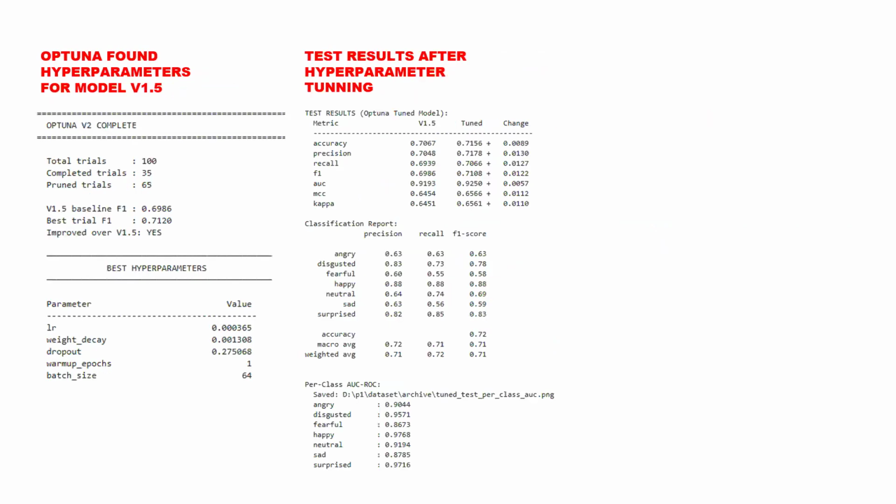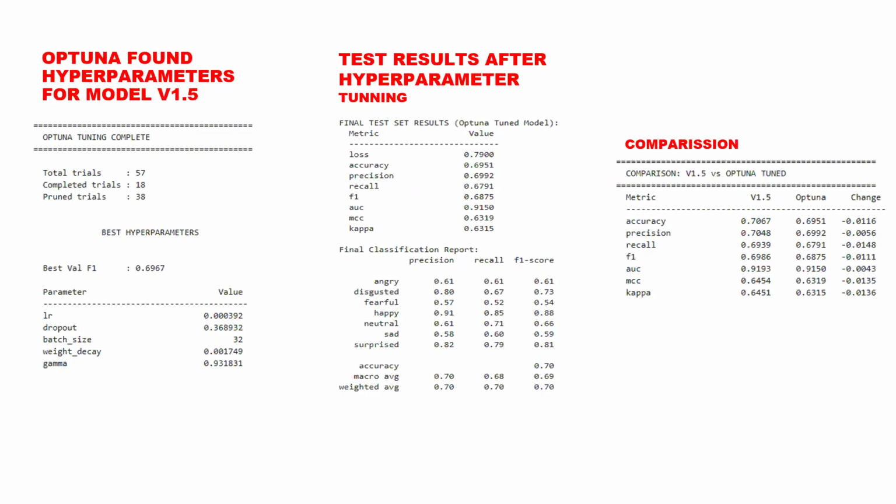Next, we have done hyperparameter tuning using Optuna. Optuna is a Python library that gives us the hyperparameters needed for a model. There are different types of hyperparameters, and we have chosen five distinct ones: learning rate, weight decay, dropout, warm up epochs, and batch size. The main question arises: why have we chosen only these five, and why not the others?